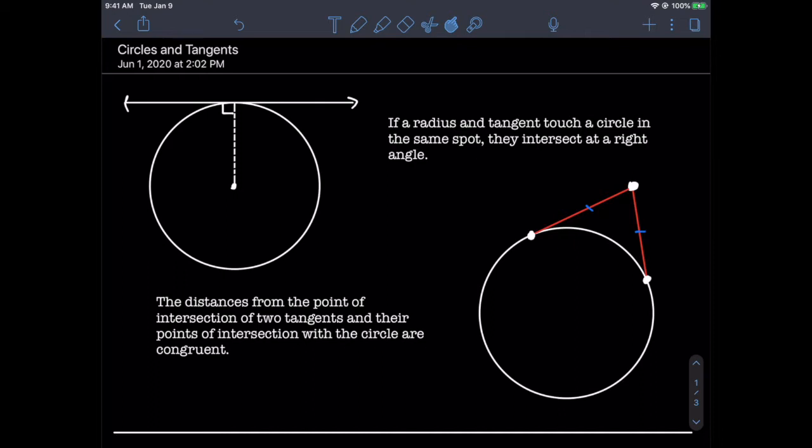The other one has to do with intersecting tangent lines. See, the distances from the point of intersection of two tangents to their points of intersection with the circle are congruent. In other words, those two red segments on the screen there have to be congruent to each other because they start out in the same spot.